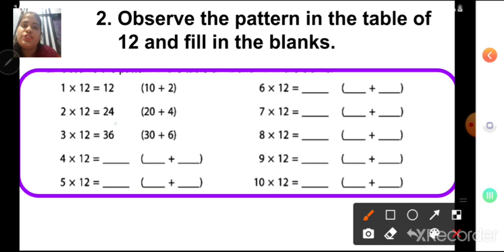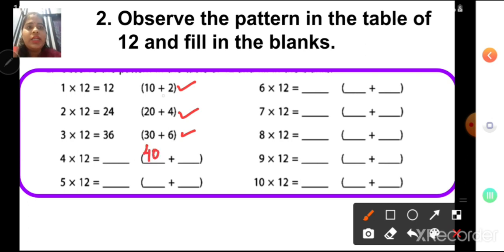2 into 12 is 24. 24 is 20 plus 4. Then 3 into 12 is equal to 36. 36 is equal to 30 plus 6. Children, all these are the pattern, if you observe it carefully. Okay. Now look here. First one we have 10, then 20, then 30. Okay. So the next one should be 40.